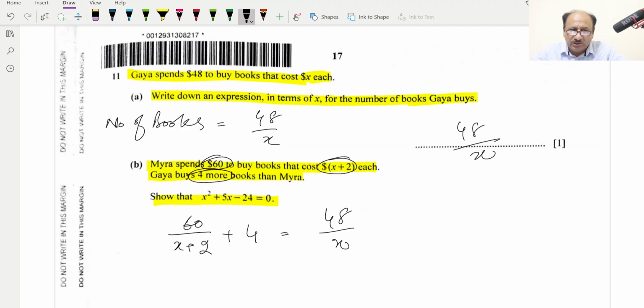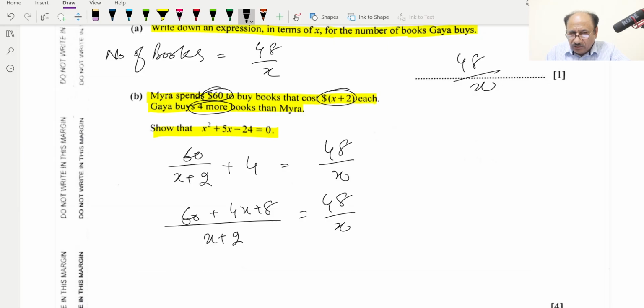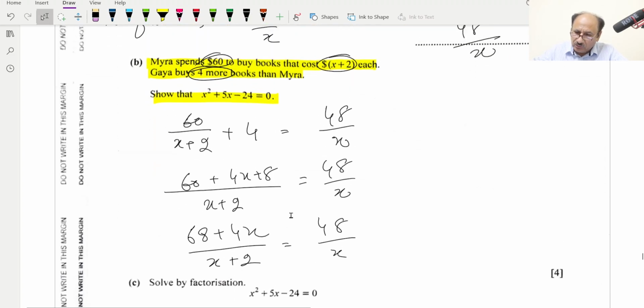So this will be our equation which we can solve. We can take LCM from this side, so it will be x plus 2. 60 plus 4 will be multiplied by x plus 2, and we will get 4x plus 8, and this will be equal to 48 over x. Further simplification gives 68 plus 4x over x plus 2, which is equal to 48 over x, and now we can cross multiply.